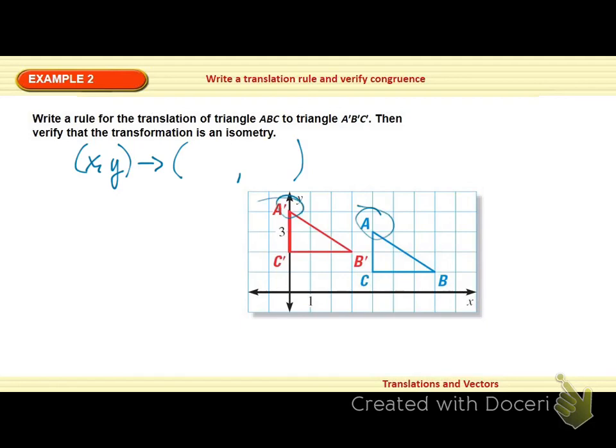When we go to the left, 1, 2, 3, 4. So left 4 would mean we take each x coordinate and subtract 4. And then we have to go up 1. That means we take each y coordinate and add 1 to it. And that should get us all of our points.